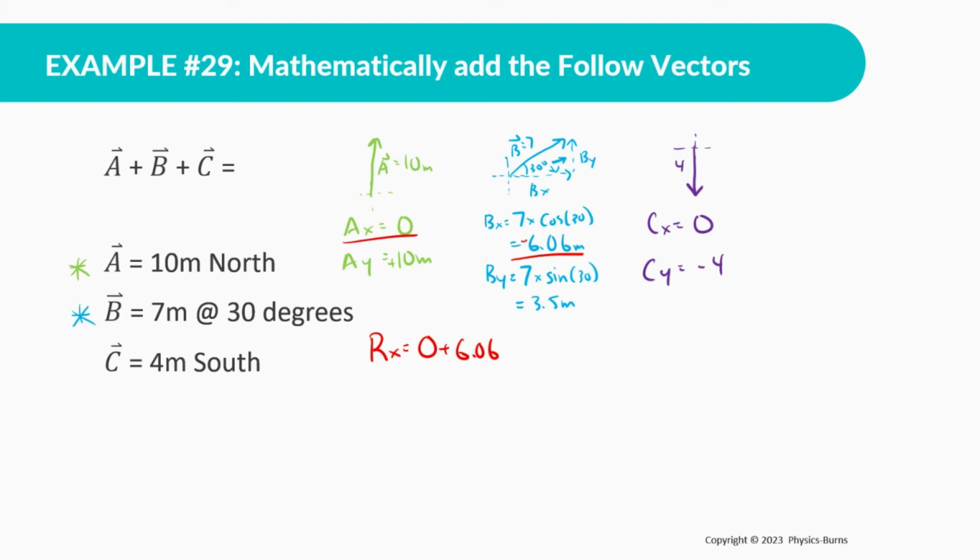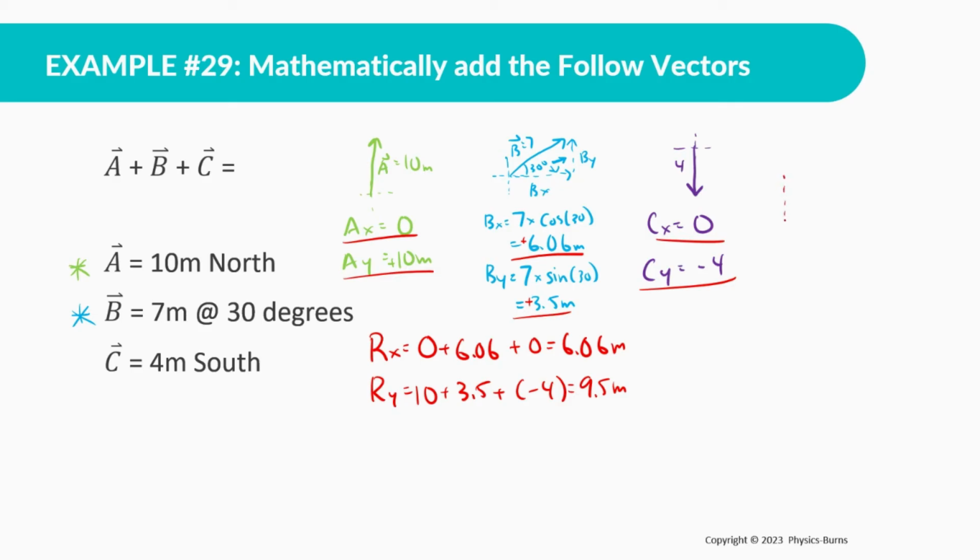And I really should be adding that positive there. Plus 0. And we get a total in the x of 6.06 meters. And then in the y direction, we have positive 10 plus positive 3.5 plus negative 4. All right, 10 plus 3.5 minus 4 is going to be equal to 9.5 meters.